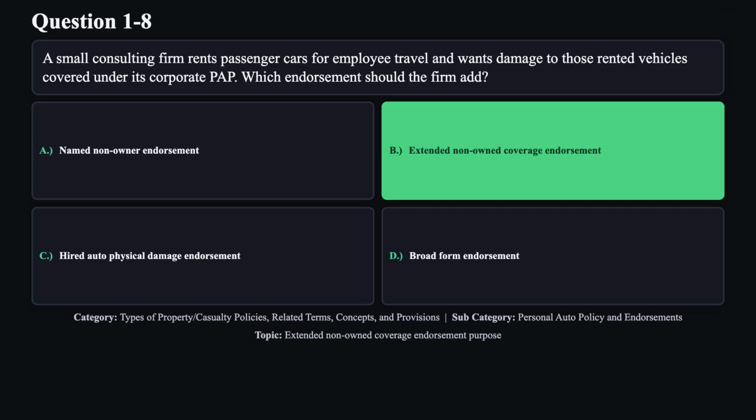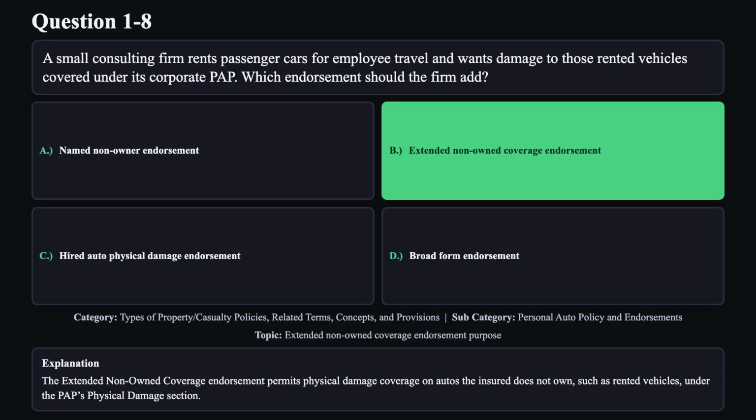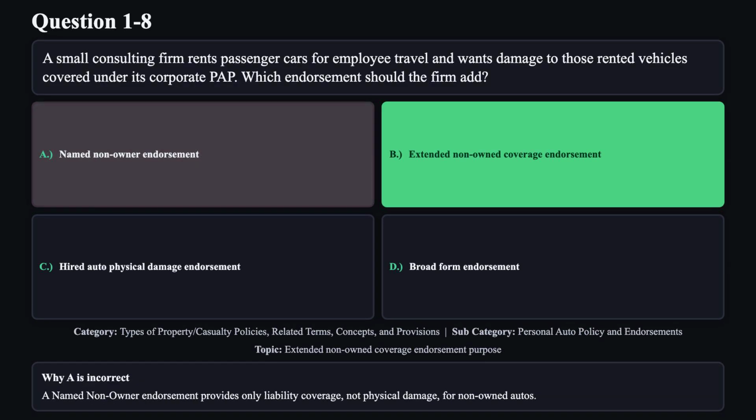The correct answer is B. The extended non-owned coverage endorsement permits physical damage coverage on autos the insured does not own, such as rented vehicles, under the PAP's physical damage section. Reason A is not correct. A named non-owner endorsement provides only liability coverage, not physical damage for non-owned autos.